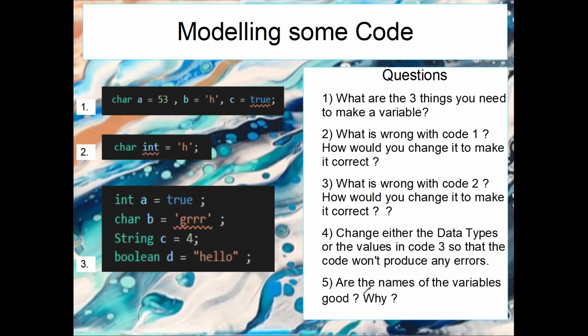Okay, so the last one, are the names of the variables good? So there are no good variable names here at all, probably because I named them. Why? Because they're not very descriptive. Unless you're going to be using this and then disposing of that variable in the next line or two, you don't want to use A, B, C, and D. You want to use some descriptive names.